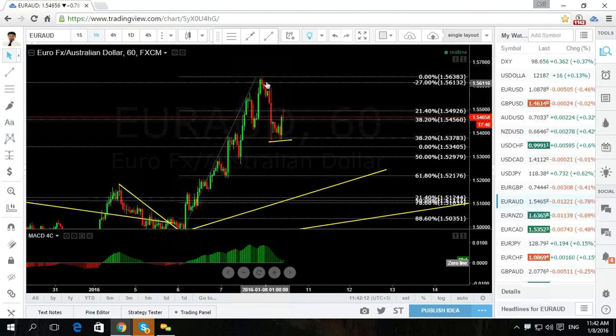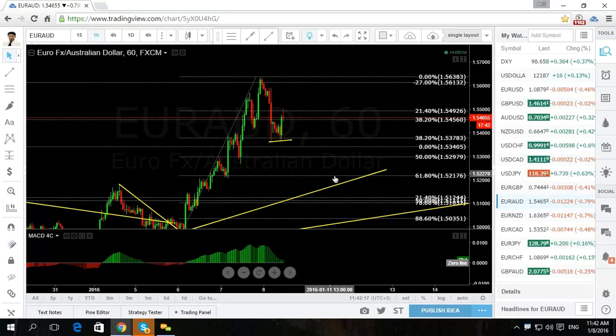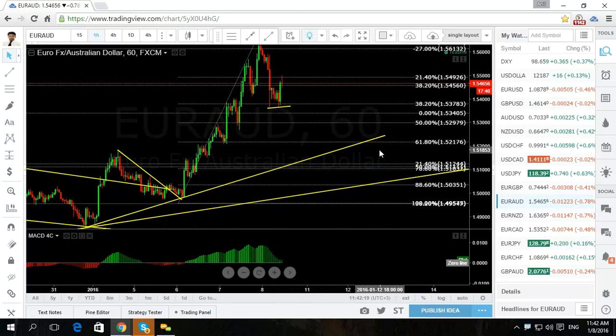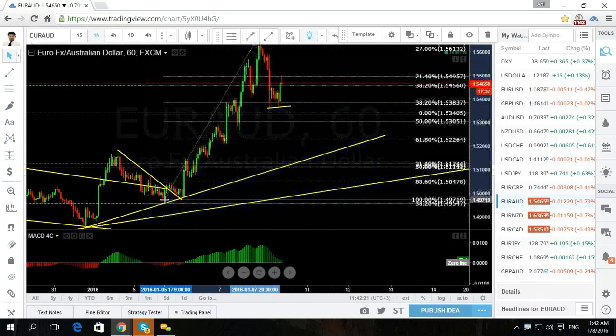Everybody is asking. Let's see how this consolidates first. I still think there's one more trade down to about the 618. That would be a very good buy if it hits the 618 for my traders.